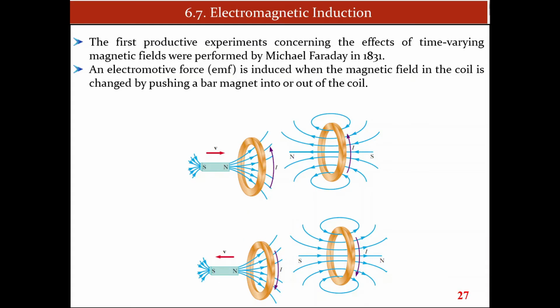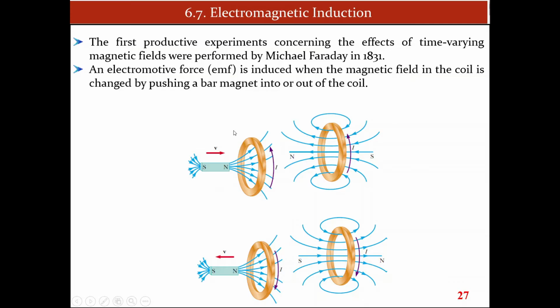Electromagnetic induction. The first productive experiment concerning the effect of a time-varying magnetic field was performed by Michael Faraday, relating the change in magnetic field and the current. So the electromotive force, EMF, is induced when the magnetic field in the coil is changed by pushing the bar magnet. This is a bar magnet, so we push the bar magnet in and out.